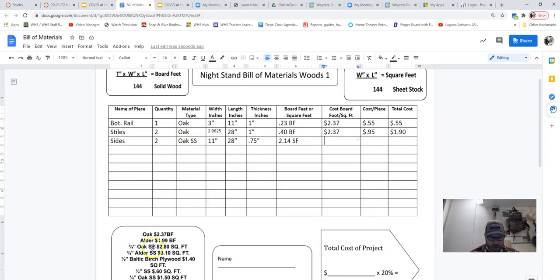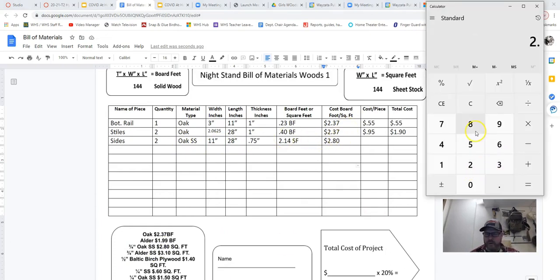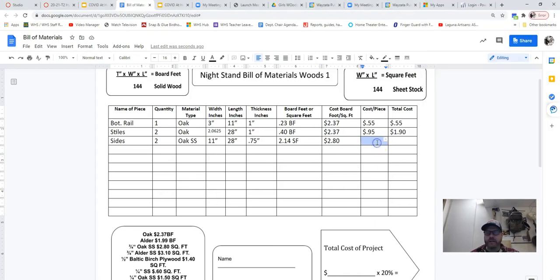Now my price per square foot for 3/4 inch oak sheet stock is $2.80. So then I multiply the 2.80 times 2.14. I get $5.99 as my cost per piece. And if you did alder, your price is going to be different.